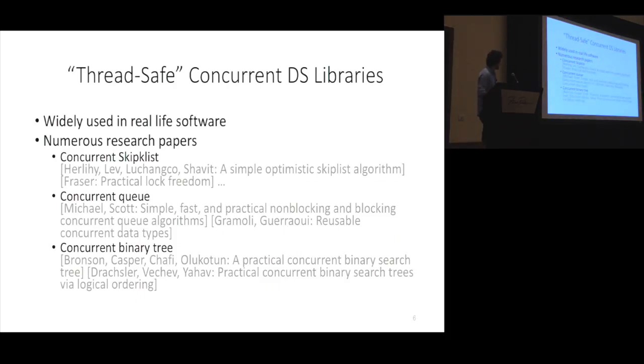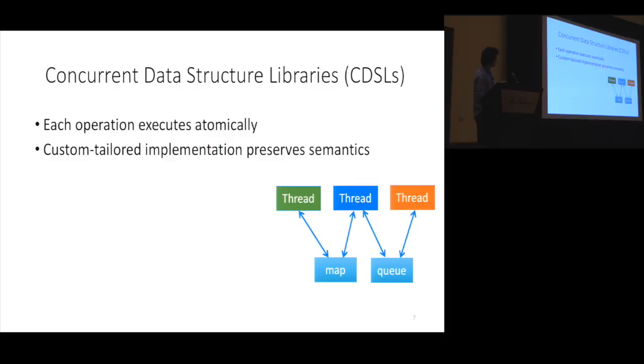So there are so-called thread-safe concurrent data structure libraries. You have here some examples in the literature. There are libraries in real life. You can find implementations in Java, many other languages, and you have an application. It picks some concurrent data structure, and the implementation of the data structure guarantees that operations from threads that access the data structure concurrently will be performed atomically. And it's important to note that the implementation of the data structure is custom to the specific semantic and structure of the data structure. The operations are very good.